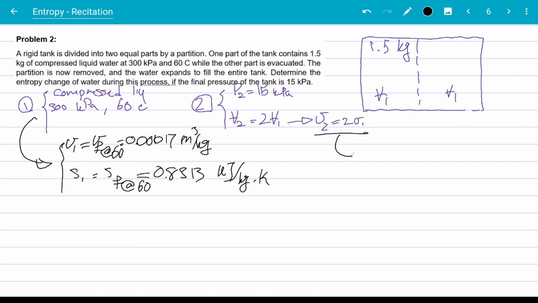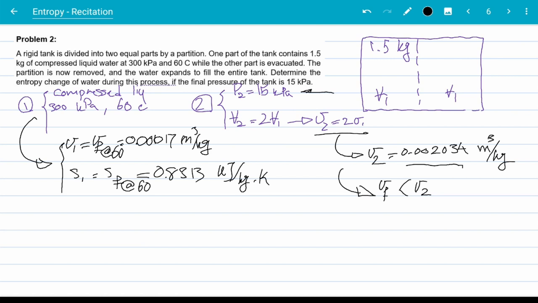For state 2, I know that specific volume 2 is twice the specific volume 1, so that means that specific volume 2 is 0.002034 meters cubed per kilogram. Now I'm going to check this number with the v_f and v_g at 15 kilopascals. By checking the tables, I get that v2 is greater than the specific volume of saturated liquid at 15 kilopascals, and it's smaller than v_g at 15 kilopascals. So it means that the final state is a saturated mixture.